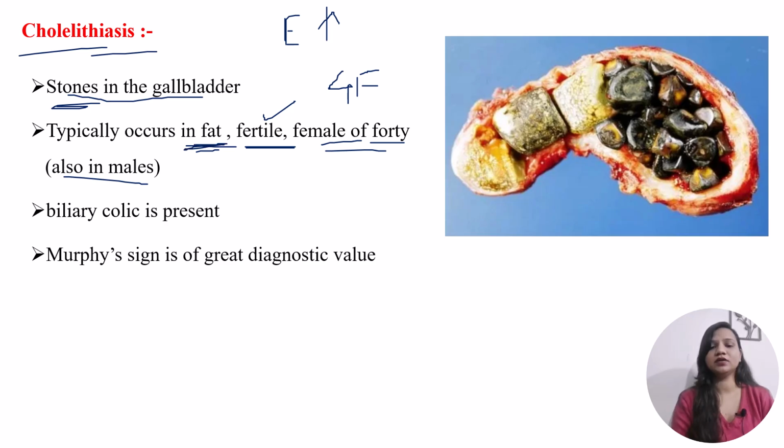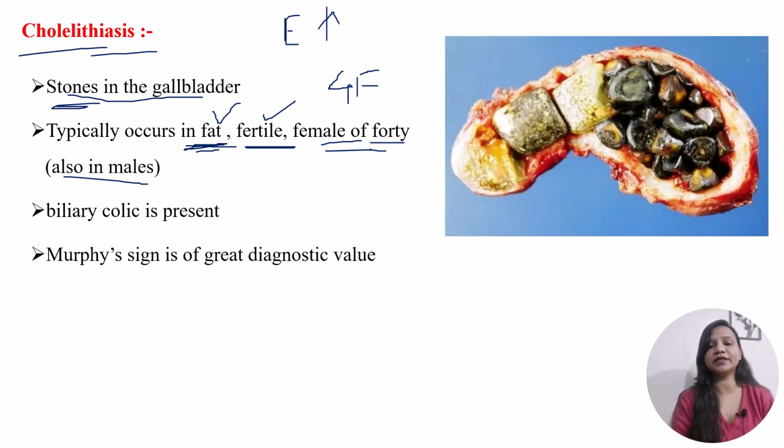And in fat women, obesity increases hepatic cholesterol synthesis, which leads to more cholesterol being secreted into the bile, and there is again supersaturation of bile, then precipitation of cholesterol and formation of gallstones.